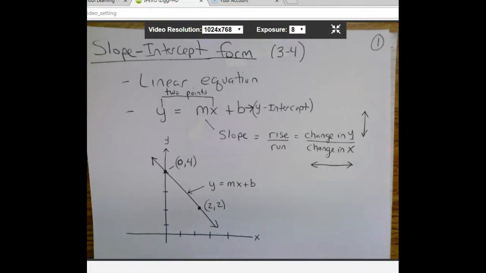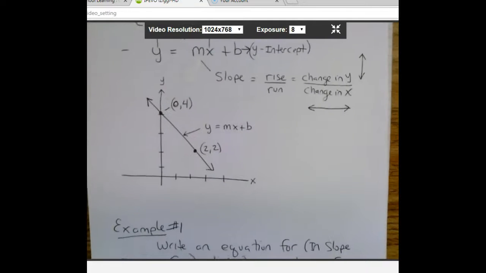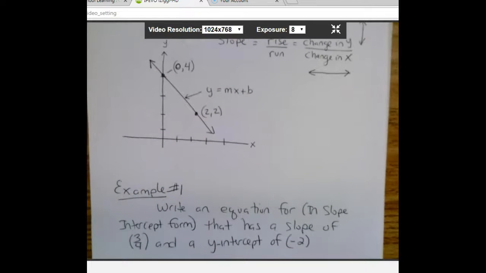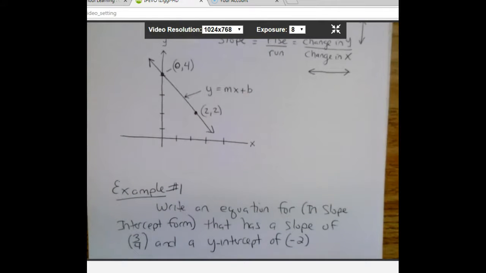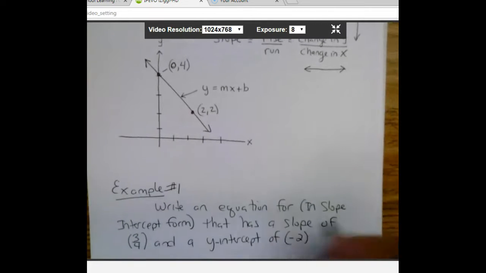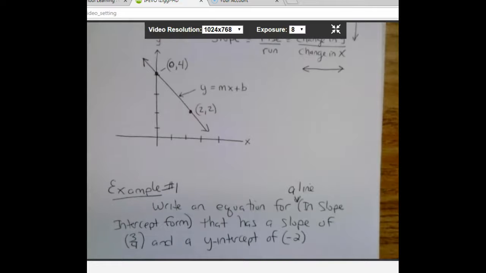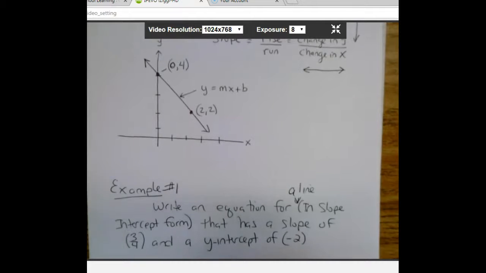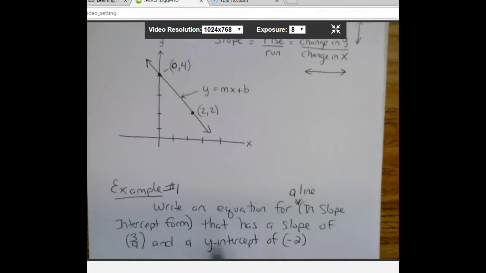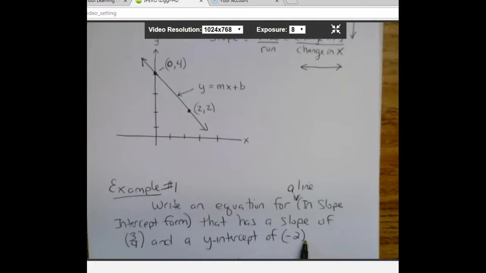So let's look at an example. For this one here, the information we have is the following. It says write an equation, and let's say in slope-intercept form, for a line. It should be a line, so make sure you add that. So we want to write an equation for a line. We want to write it in the slope-intercept form, so we're going to write y equals mx plus b. And it tells us it has a slope of 3/4 and a y-intercept of -2.